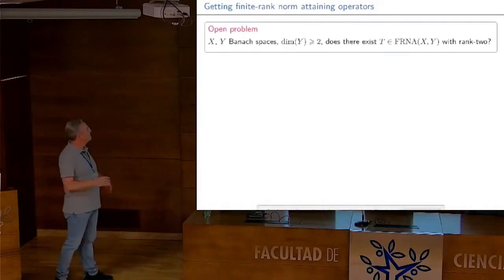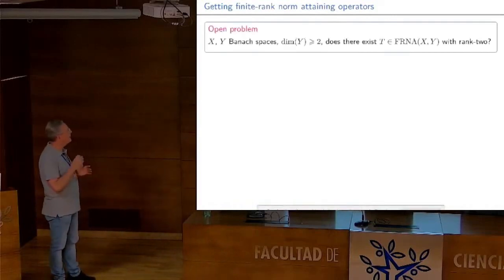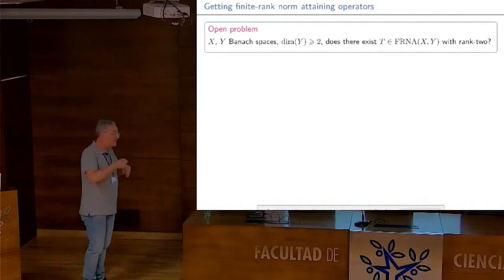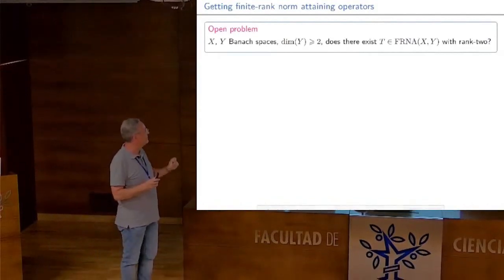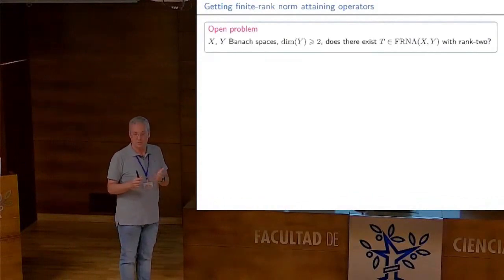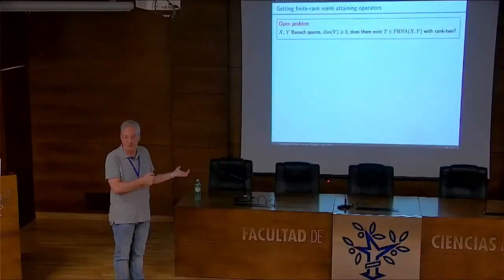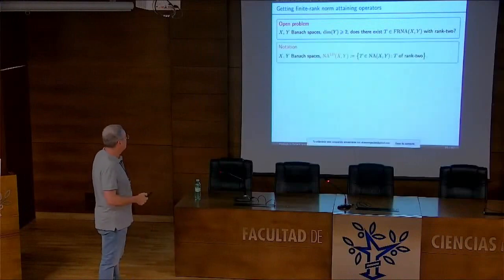Okay, so the open problem is that if you have two Banach spaces X and Y of dimension bigger than 2, does there exist a finite rank non-attaining operator from X to Y which has rank 2? We don't know. So if not, we will get a counterexample to the most irritating problem. But let me give you this notation.